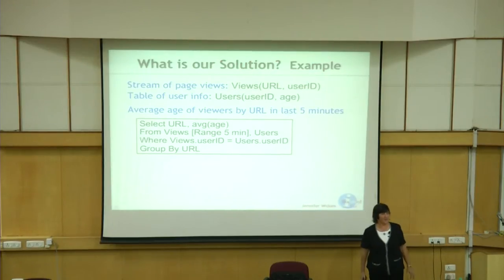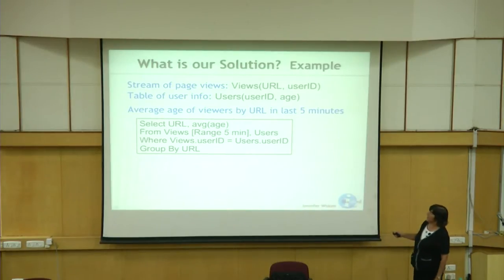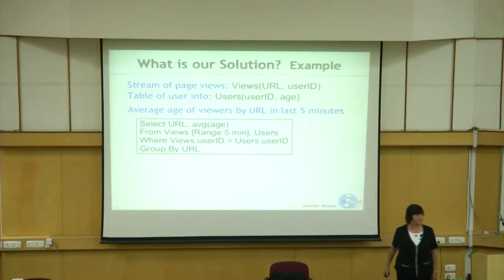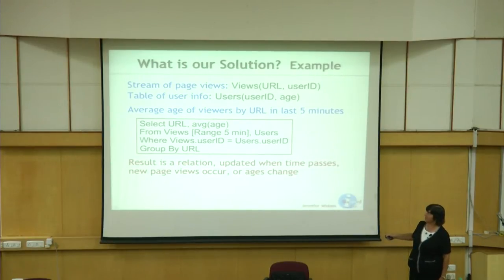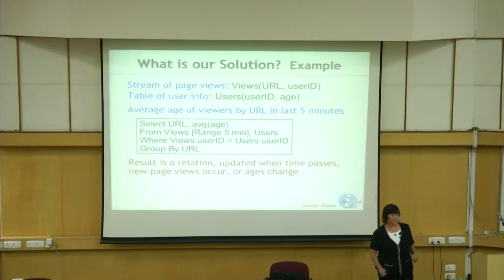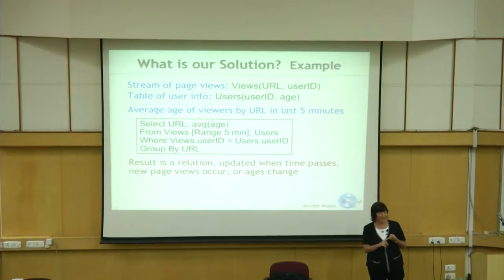So let's go back to our example now. It's exactly the same example, and our query is expressed exactly the same way. And now this view here, the 5-minute range, just turns into a relation by our definition. So the result in this case is a relation, because the whole thing has a relational interpretation. The only thing we had to do is turn that into a table. That relation will be updated when time passes, because that table will change when time passes. It'll be updated when new page views occur, and it will be updated when ages change. So if someone views a page and their age changes while that page view is still in the window, it will update the average age for that URL.